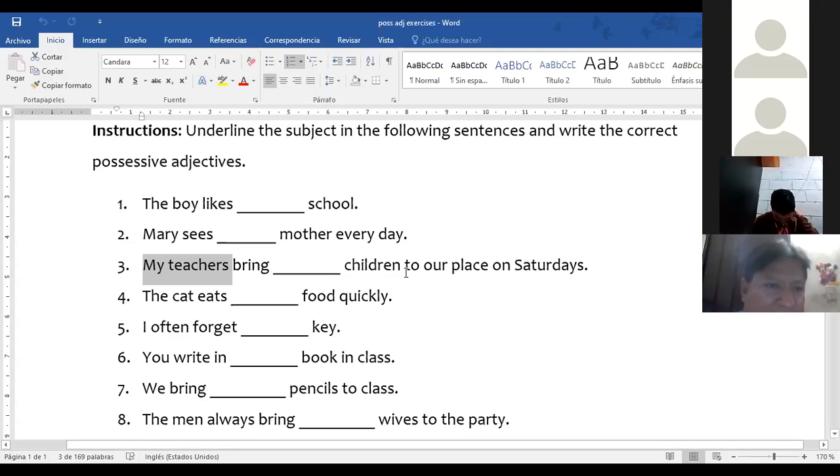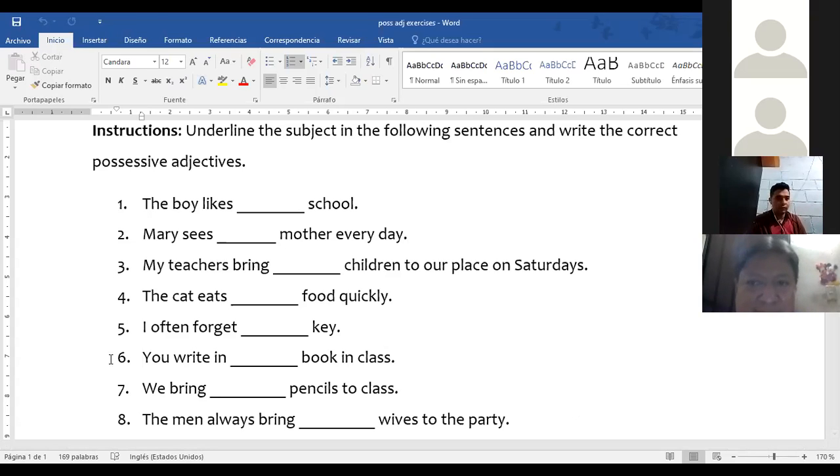Okay, so number four, Francisco. The cat eats its food quickly. Okay, excellent. Why are you using it? Yeah, it's an animal. Okay, perfect, because I'm talking about an animal. Okay, Jonathan, number five. I often forget my key. Okay, perfect. Number six, Josue. Josue Mauricio. You write in my book in class. So I write in your book? Who is the subject in this sentence?